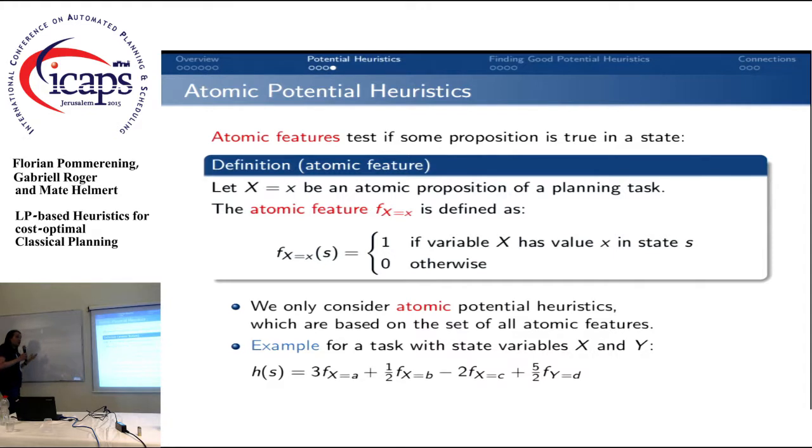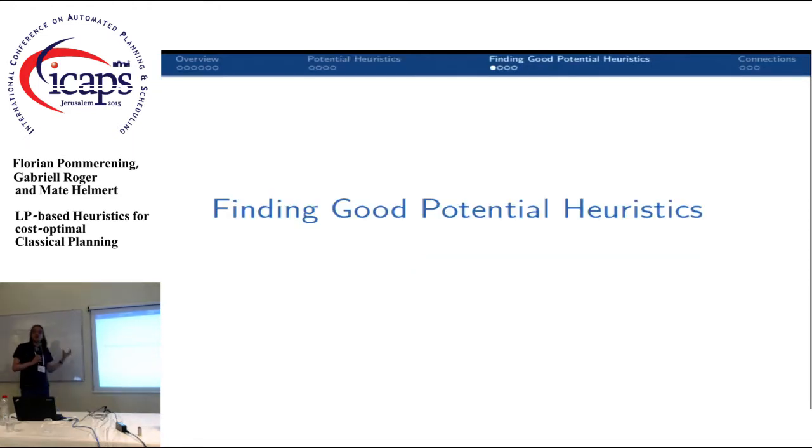Okay, so what could a potential heuristic look like? Let's say we have two state variables, x and y. I could, for example, say: if x has the value a, that's worth 3. If x has the value b, that's worth 1/2. If x has the value c, oh, that's bad, let's subtract 2. And if y has the value d, let's add 5/2. Okay, this is a heuristic function. Why is it a heuristic function? Because it maps states to a number. It doesn't have to be admissible. So far, I know nothing about this other than that it's defined in a certain mathematical way. So how do we come up with a good potential heuristic, one that actually has nice properties?